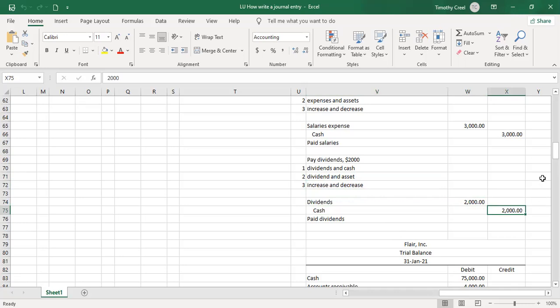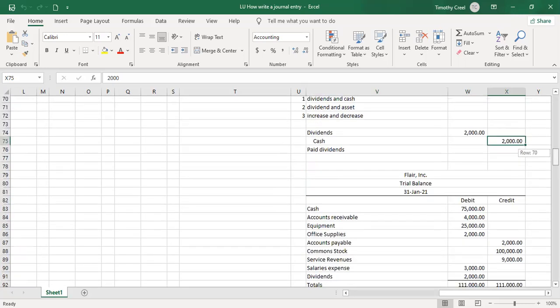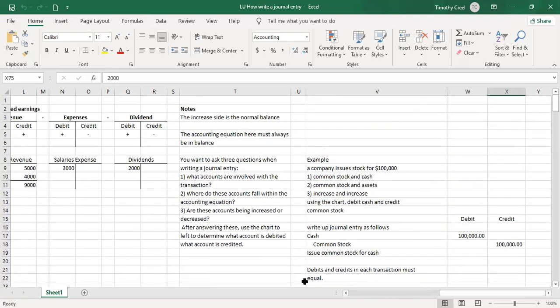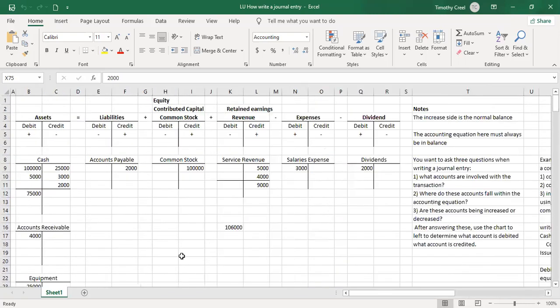Now, I will finish this with another video that I will include that goes over the trial balance and also goes over basically how to post to the T accounts here. That will be in the next video.